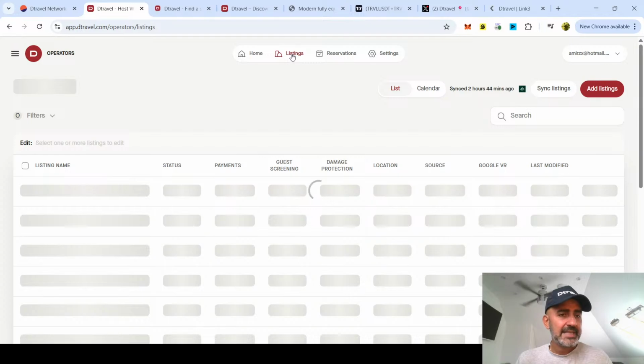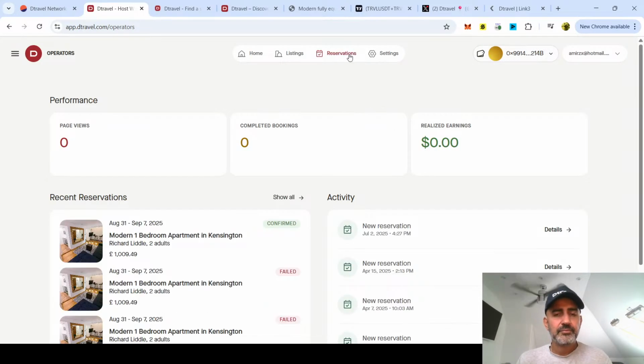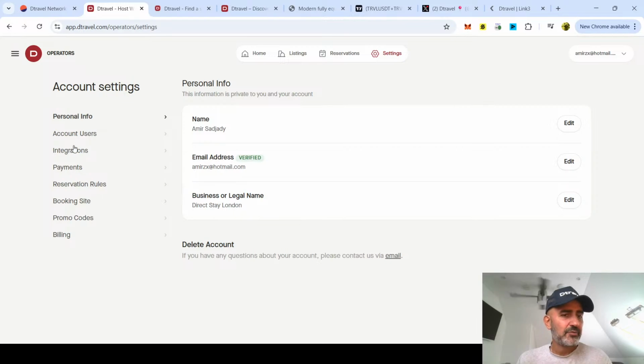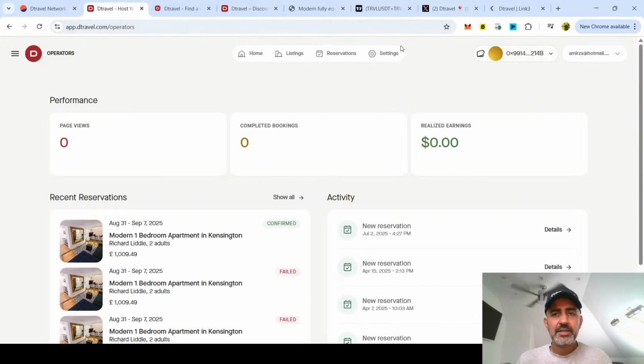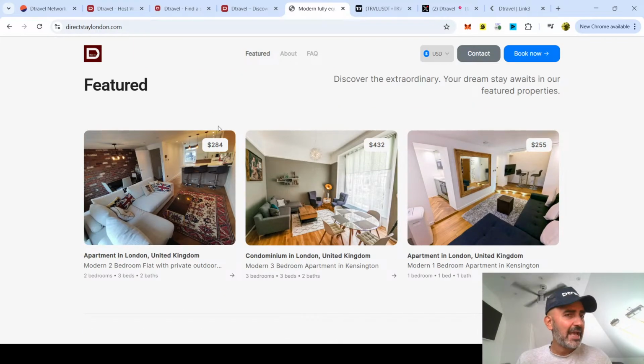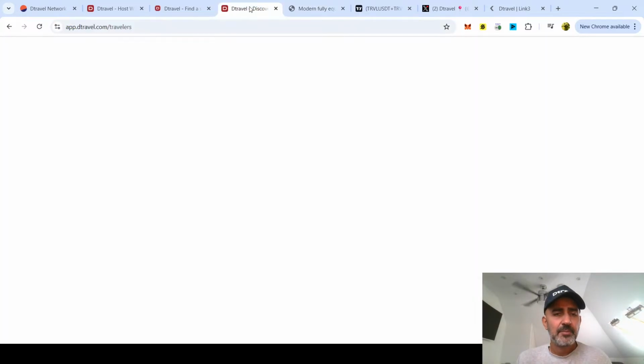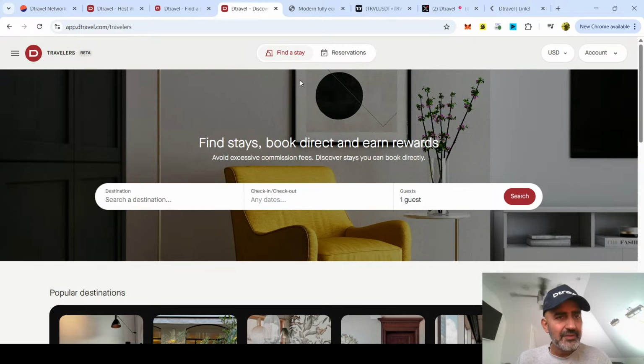And you can go to your listings. You can do stuff. This is all the back end of Dtravel. And then if you want to have a look at my site, that's my site. Everyone can have their own site. I've actually connected the domain name to it. Otherwise it would be dtravel.directstaylondon.com. Instead I've just got my own business name, directstaylondon.com. And this is the Traveler app.